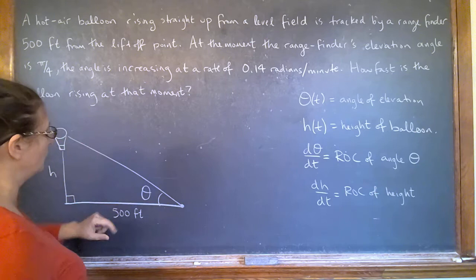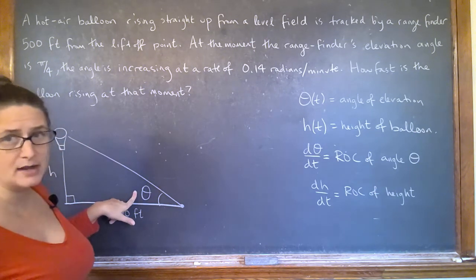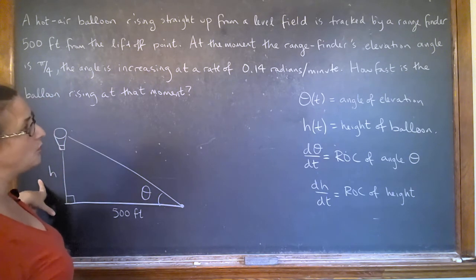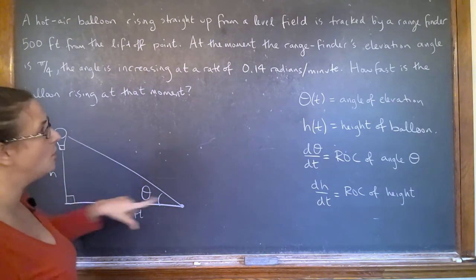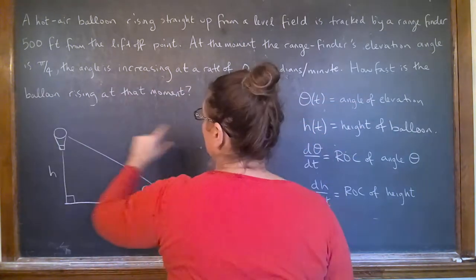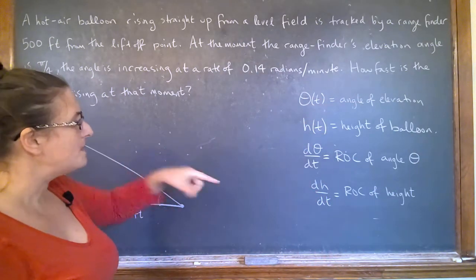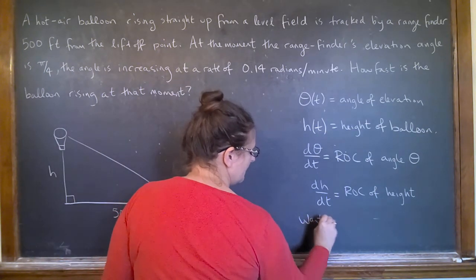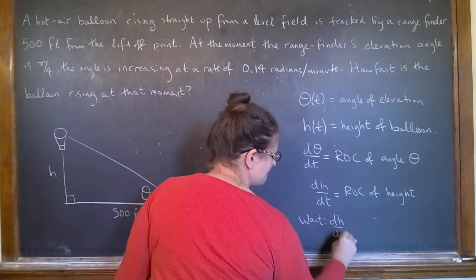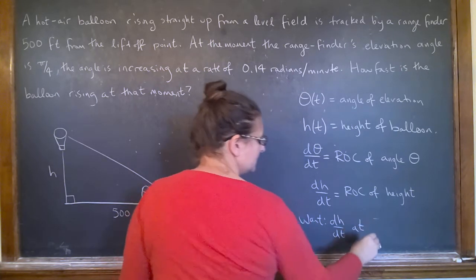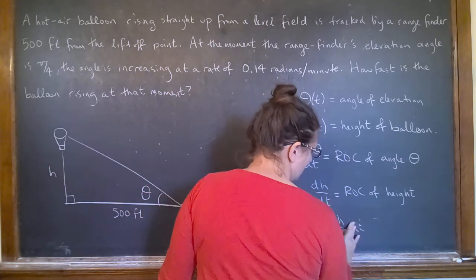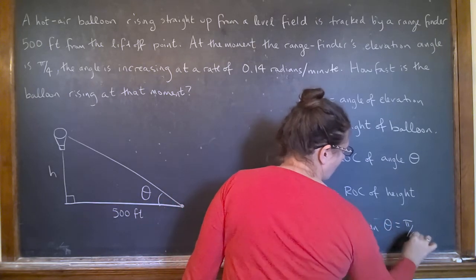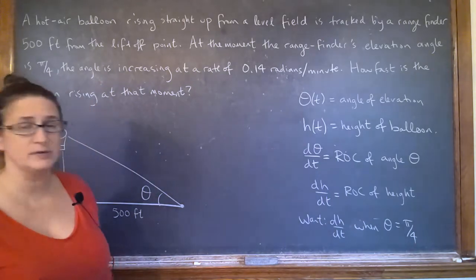So what they're asking for is, at the moment when theta is pi over 4, what is the rate of change of the height? It says how fast is the balloon rising at that moment? So the question is dh dt at the time when theta equals pi over 4. Okay, so that's what we need to find out.